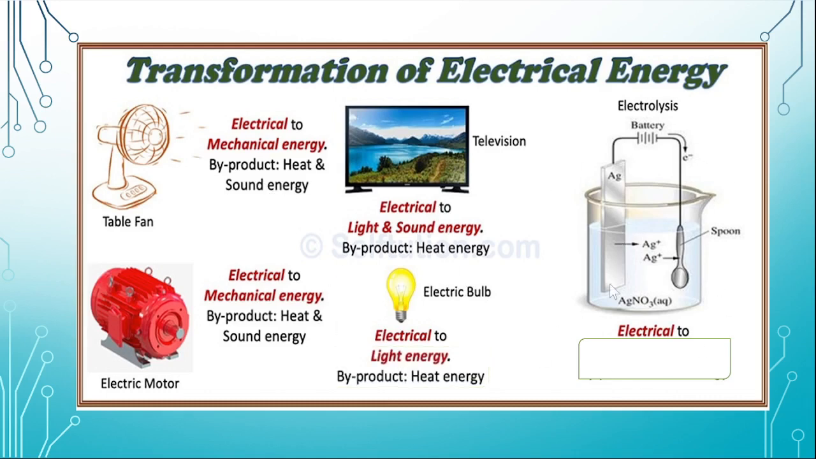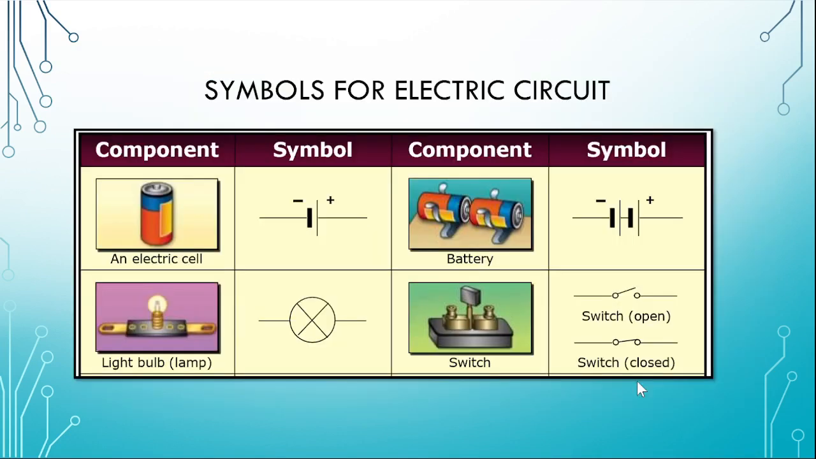Look at this process. It shows the process of electroplating. So this is a process in which electrical energy is actually used to drive some chemical reactions. What is happening over here is that we are using the chemical reaction to coat the spoon with silver. So this is called the transformation of electrical energy to chemical energy, and the byproduct of the same is again heat energy.